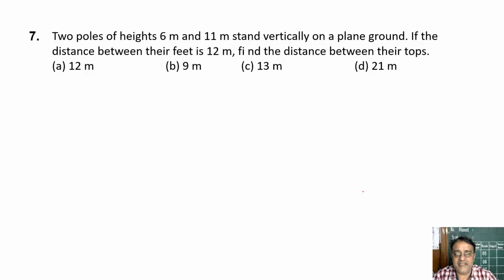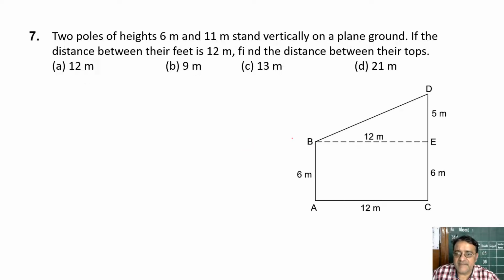Two poles of height 6 meter and 11 meter stand vertically on a plain ground. If the distance between their feet is 12 meter, find the distance between their tops. Okay. So this is the rough diagram. This is one pole and this is the another pole. Total 11 meter है. यहाँ से हम लोग एक perpendicular line draw करेंगे, parallel line draw करेंगे, right? So ये दोनों 6 हो जाएगा, and this will become 5. 11 minus 6, 5. And these two are same, equal. So this is 12 meter, and we need to find BD.